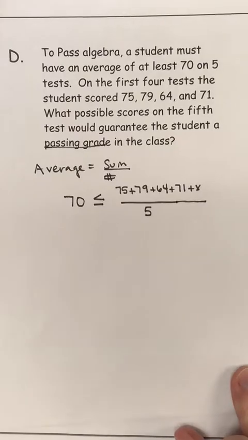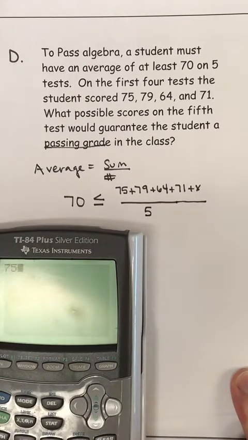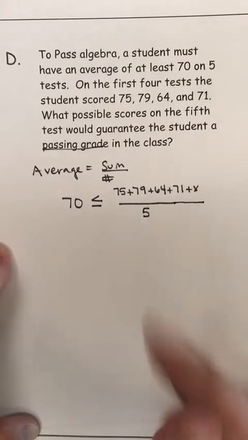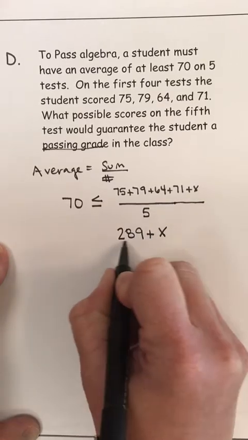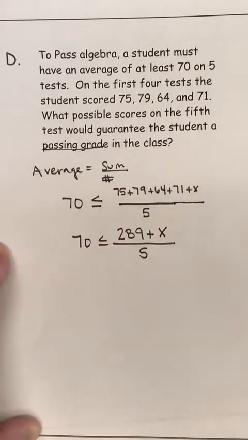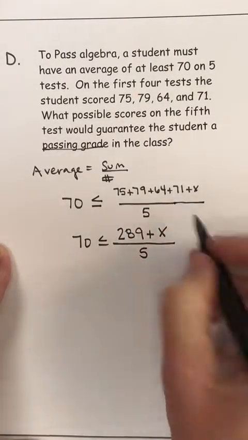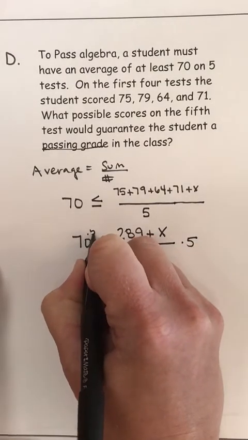So get out your calculator and add those up. So we have a 75 plus 79 plus 64 plus 71. You get a total of 289. So 289 plus one more test divided by 5. We want that to be greater than or equal to 70. So to solve for x, I need to undo the division by 5.